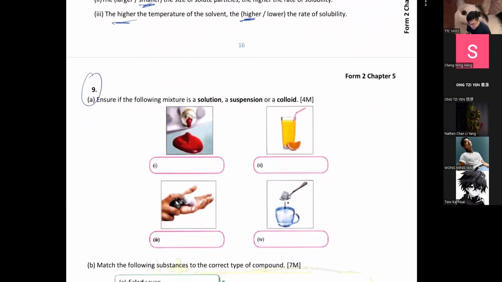Number 9, okay, this is challenging. Number 1, this is a colloid. Why? Because you can't see through this thing, right? You cannot see through it, but you don't need to shake it. It's a half-half. Orange juice. Guys, funny enough, we have 3 colloids here. This is shaving cream. Shaving cream is also a colloid, right? What about orange juice, guys?